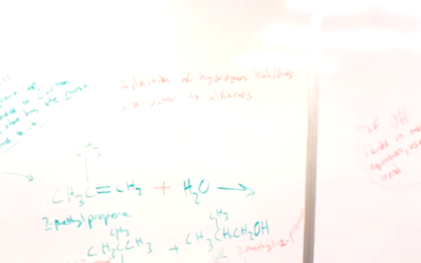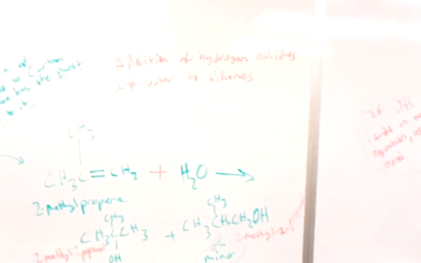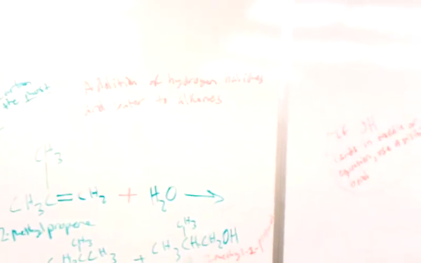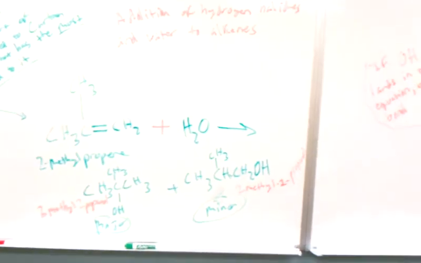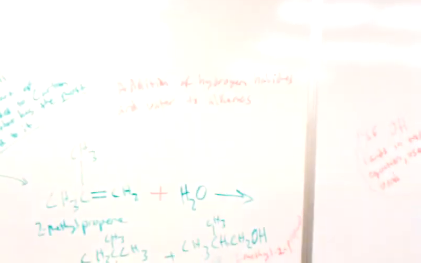Okay, so you're wondering, I did addition of hydrogen halides and water to alkenes, but I only added water in these two examples. In the next examples, we'll do ones with hydrogen halides. You'll see what it's like when the carbons involved in the double bond have the same amount of hydrogens bound to them, meaning you only get one product. Okay.